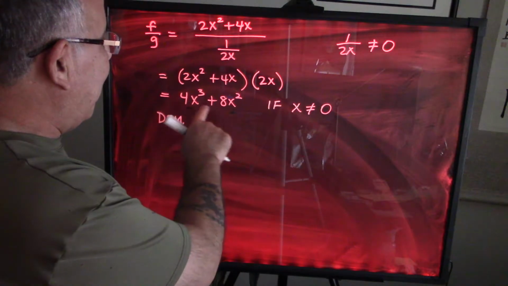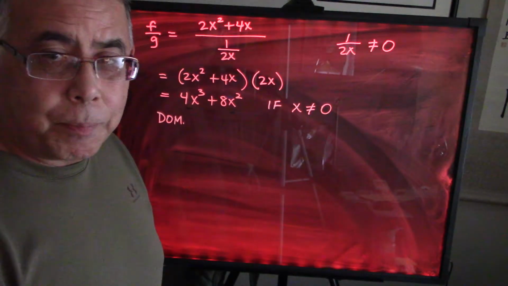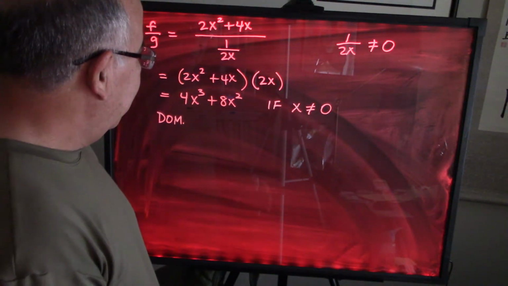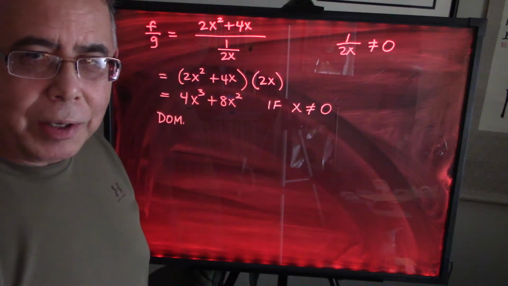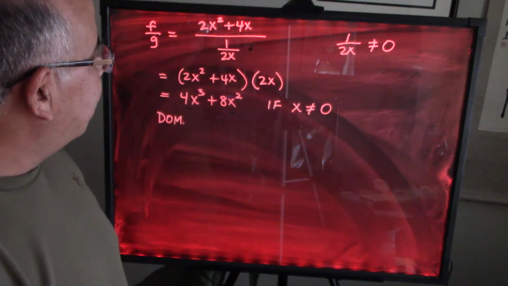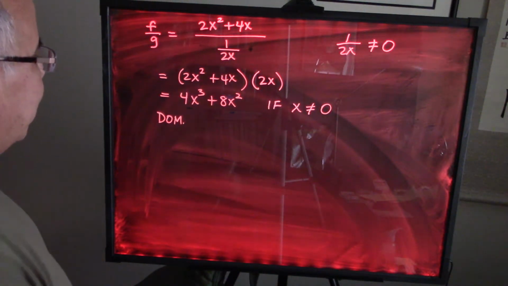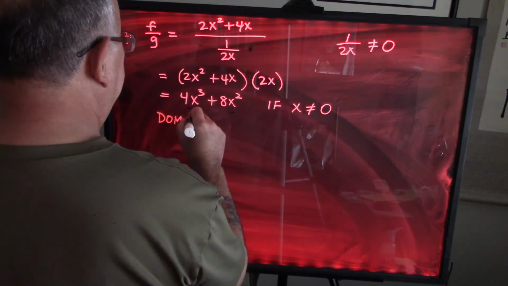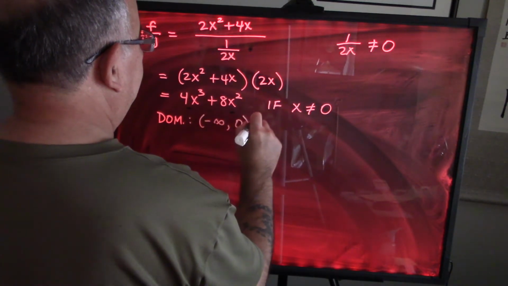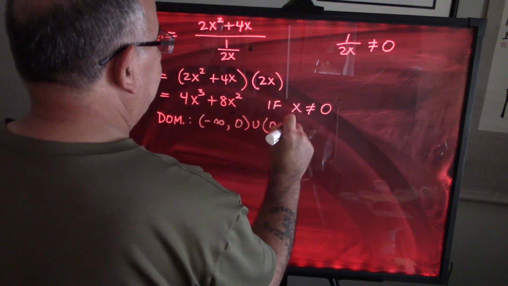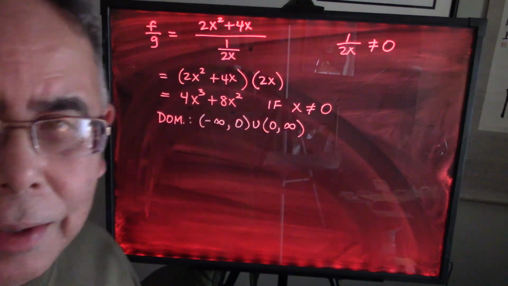So this graph is continuous. Polynomial functions are continuous. There are no breaks in them, no holes. But this function here does have a hole in the graph, a discontinuity, when x equals 0. So the domain is negative infinity to 0, union 0 to infinity. And there you go.